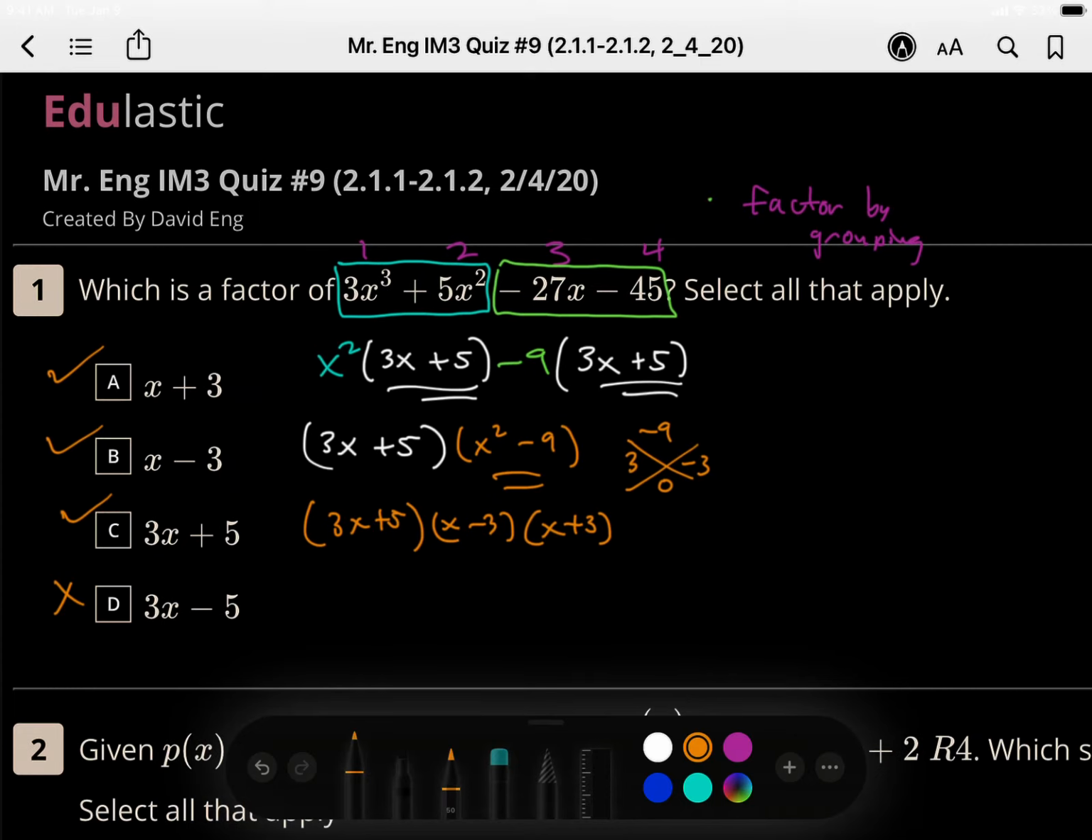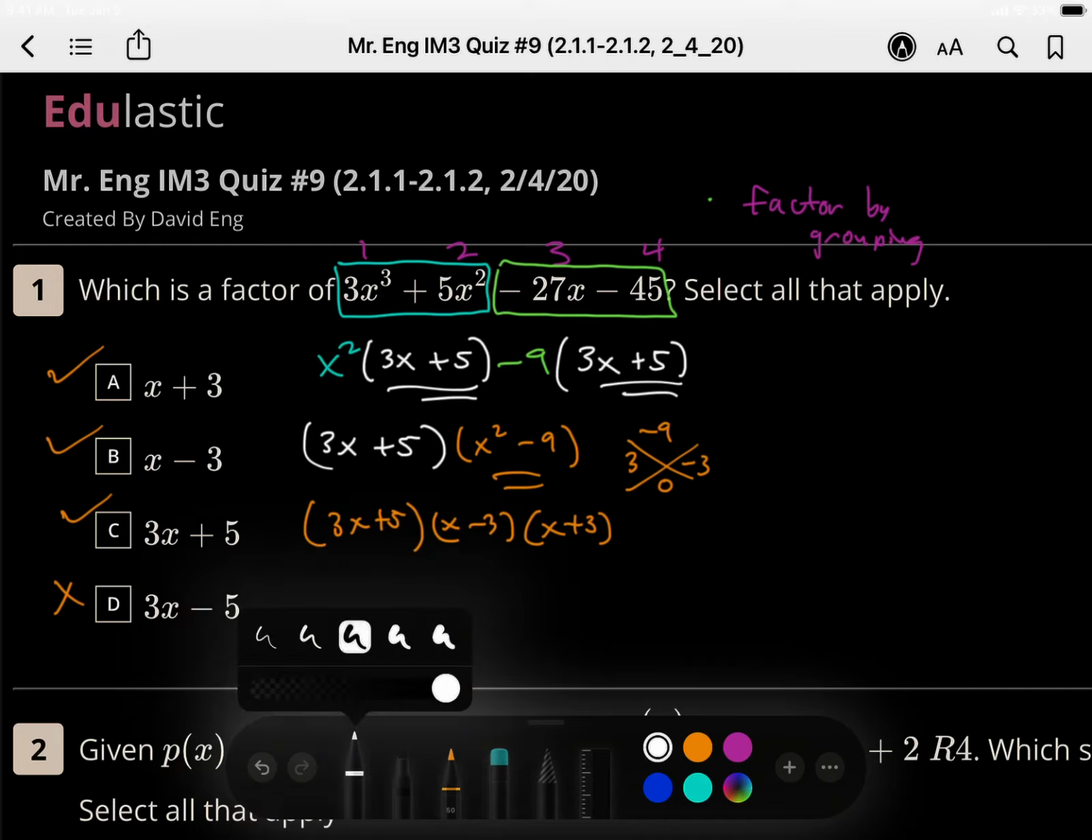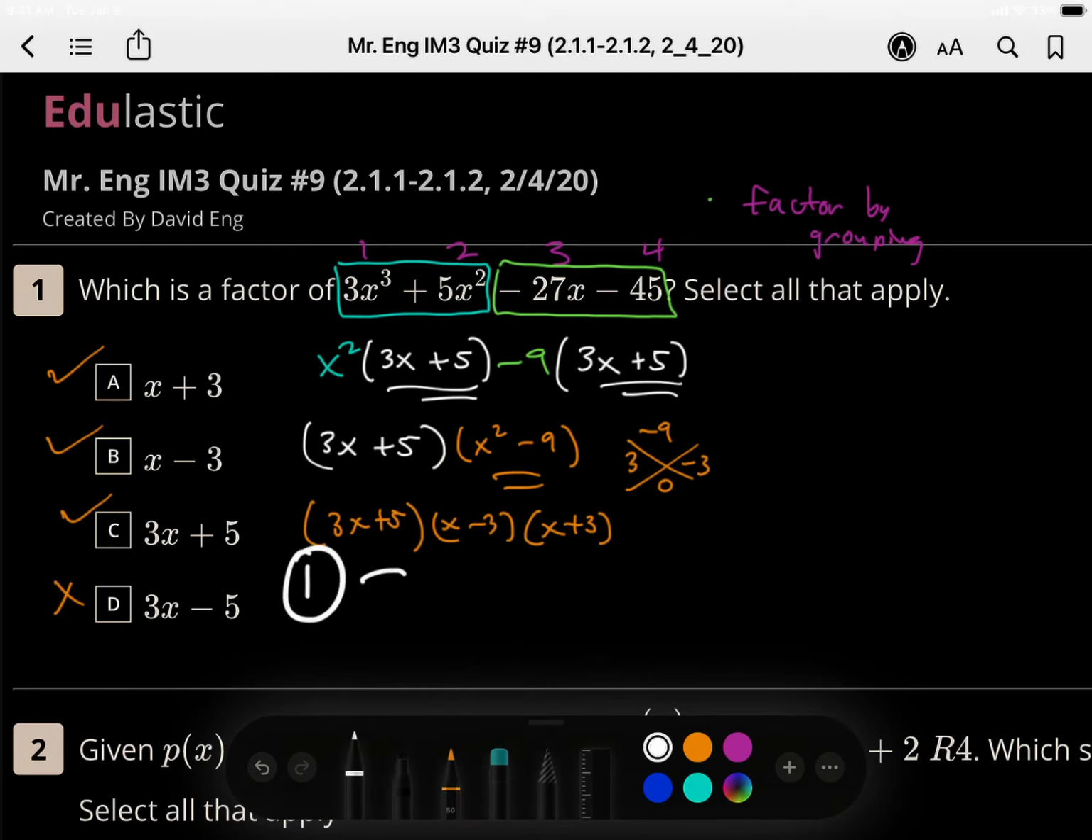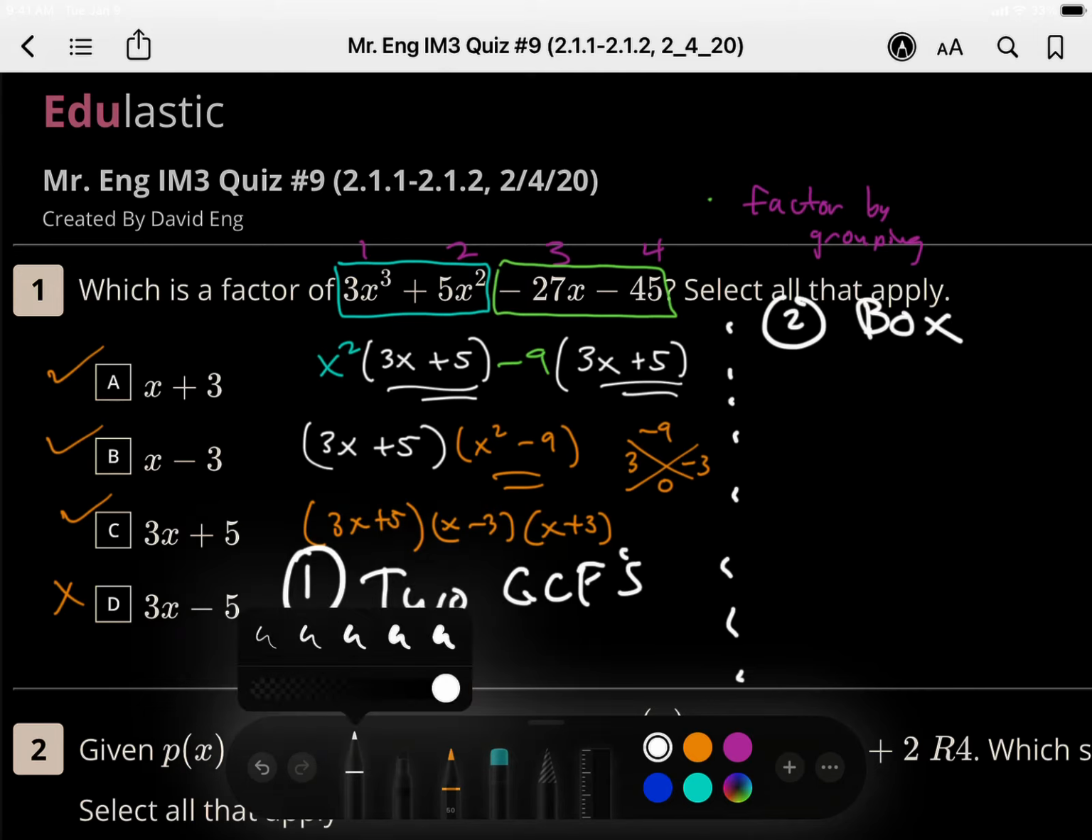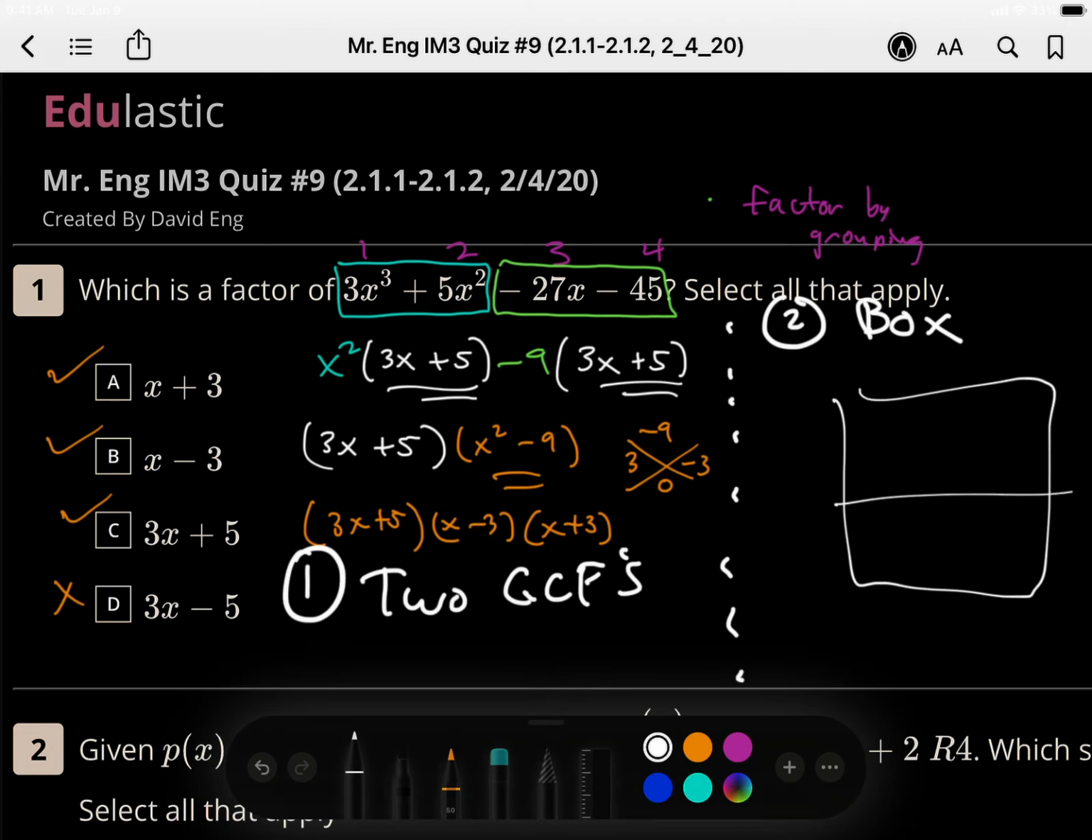Okay, how would you do that problem? So let's just call that one, 2 GCFs. How would you do that using a different method? This is called the box method for the factor by grouping. So I'm going to put inside the box, and we talked about putting it into a Z, so that would be 3x cubed plus 5x squared minus 27x minus 45.